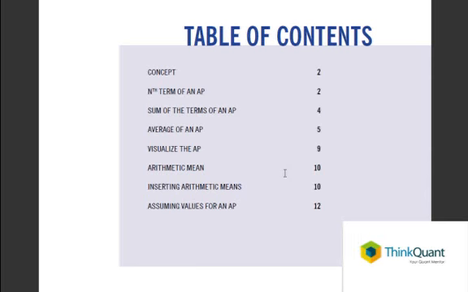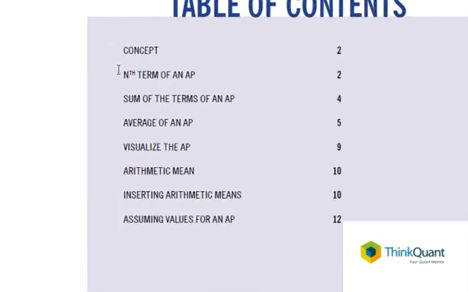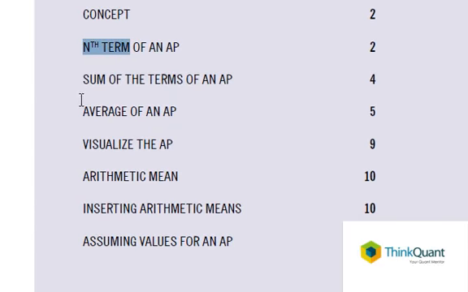In this chapter, we learn the concepts of arithmetic progression, a common difference. We learn how to find the nth term of an arithmetic progression, the sum of terms of an arithmetic progression. We learn about the average of an arithmetic progression, and we learn how we can use the average of an arithmetic progression to find the sum of an arithmetic progression.